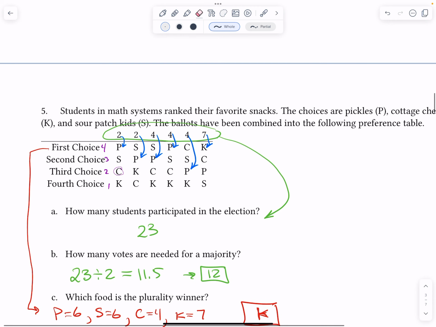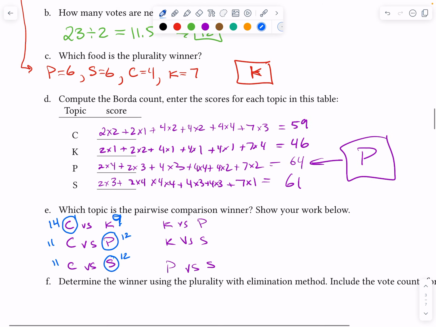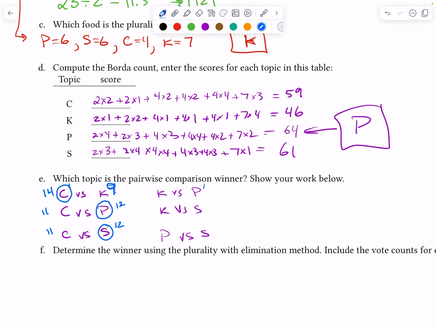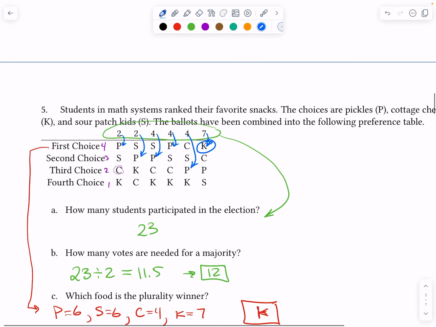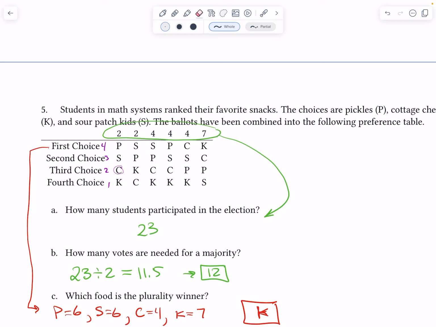Let's try again. So using these arrows, it looks like K only gets 7. So it's only these 7 right here that vote for K. Everyone else is going to prefer pickles. And so it looks like it's 16 if you add up all the numbers that the P's have, and then 16 versus 7. So it's 16 to 7. Pickles wins. Man, I'm having trouble this morning. Seems to be the case every morning, isn't it?